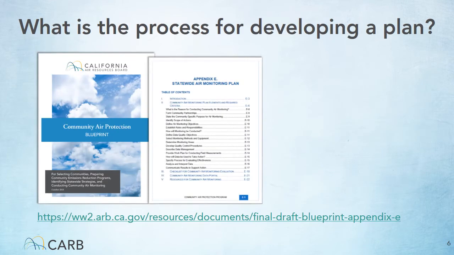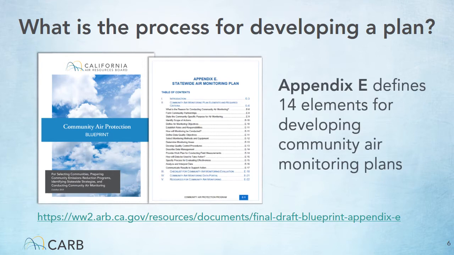CARB's Community Air Protection Blueprint, Appendix E, contains 14 elements which guide the community air monitoring planning process. These elements help communities and air districts develop good plans. The criteria are designed to be flexible enough to apply to a variety of monitoring needs, yet rigorous enough to support taking action.